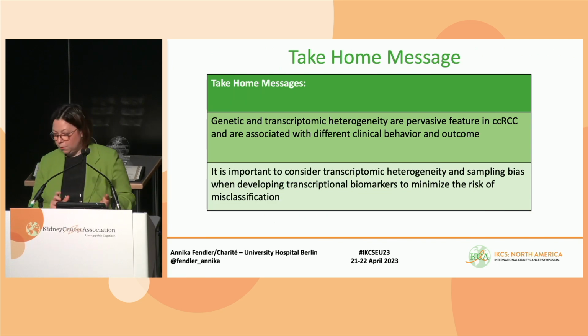So to conclude, we see that there is genetic and transcriptomic heterogeneity and that these are pervasive features in ccRCC and are associated with different clinical behavior, and that transcriptomic heterogeneity is not only dependent on the genetic heterogeneity but on a multitude of other factors, the TME and also the chromosomal complexity. And we see that it's very important to consider transcriptomic heterogeneity and sampling bias when we're developing transcriptional biomarkers and thinking about introducing them into clinical trials, because we have to minimize the risk of misclassification. Thank you.